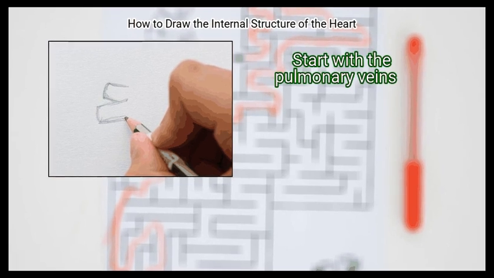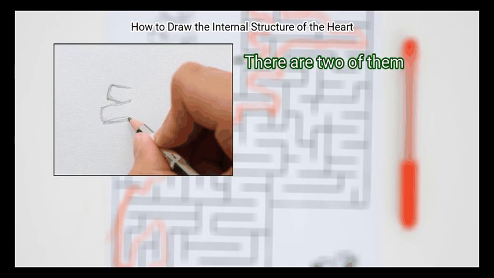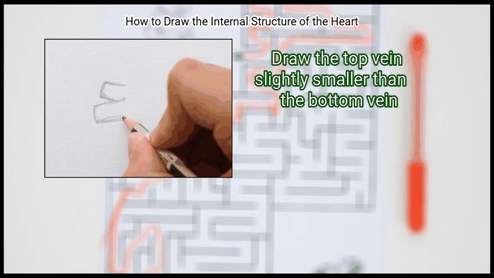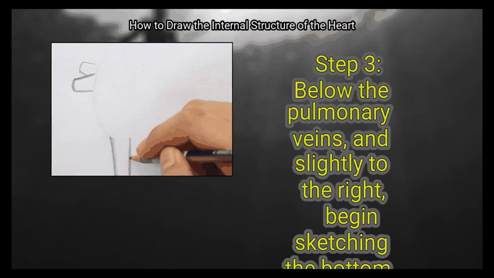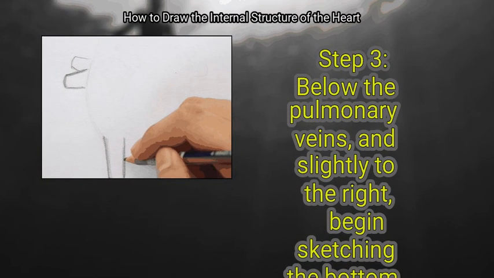Start with the pulmonary veins. They will be to the lower left of the aorta. There are 2 of them. Draw the top vein slightly smaller than the bottom vein. Step 3. Below the pulmonary veins and slightly to the right, begin sketching the bottom of the inferior vena cava.